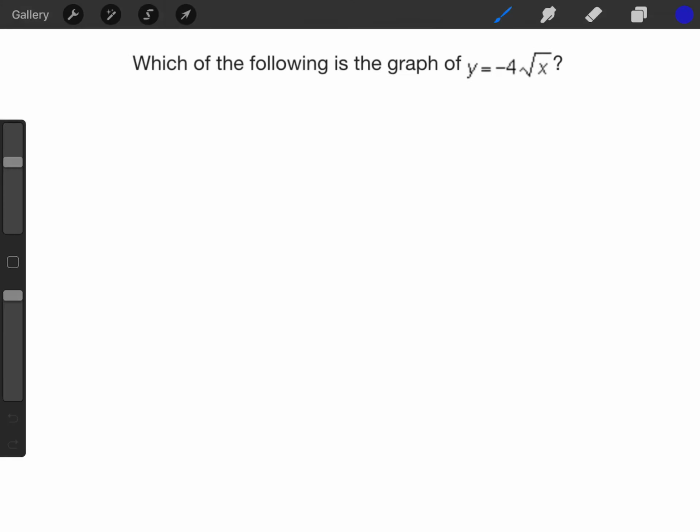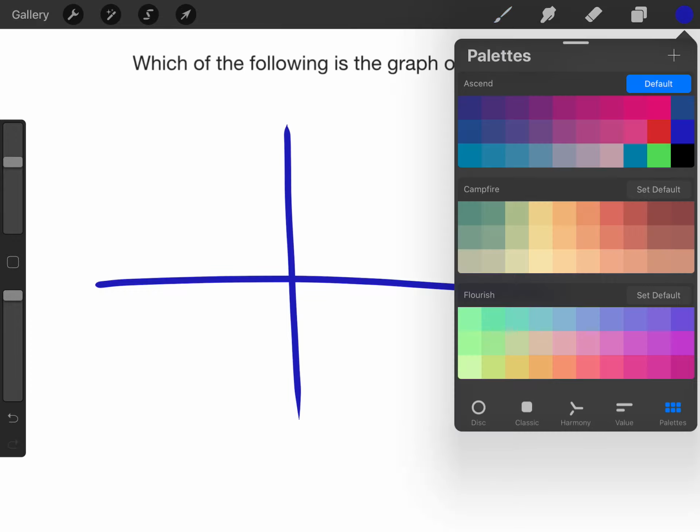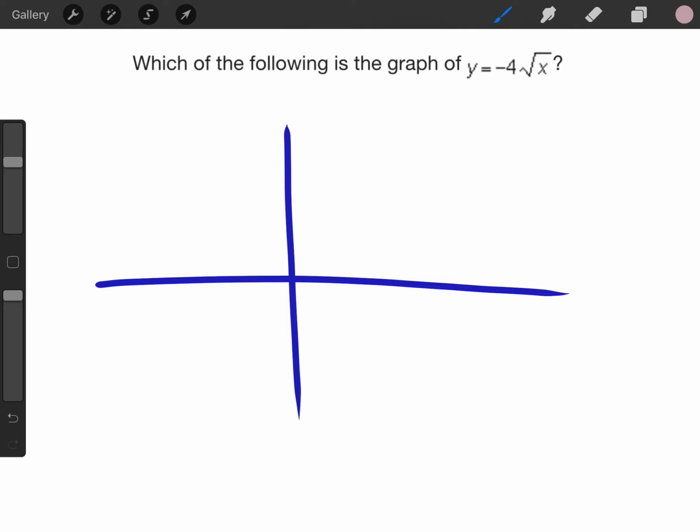All right, so which of the following is the graph? I cannot provide you guys with a graph because it's just taking too much space. So what I'm going to do is just graph it. First of all, the XY axis. Understand that I'm going to do transformations. Right now I'm drawing the parent function, the square root of x. It's something like this.